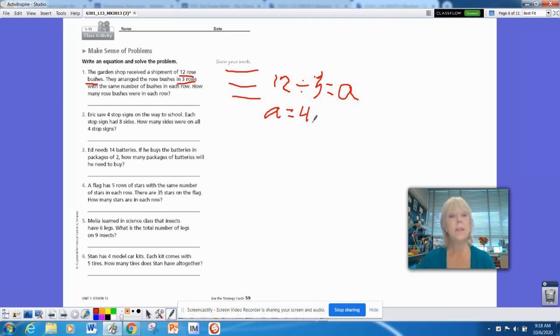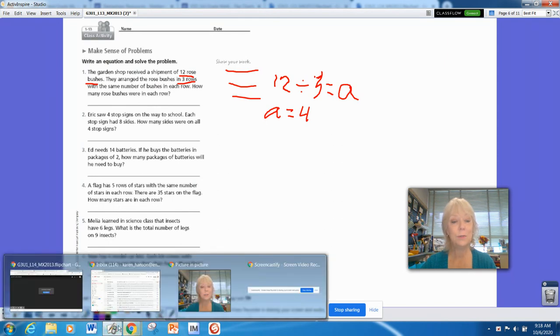Okay? So they are asking you to write the equation and solve the problem. So you would write down here the equation, okay? And then you are going to give the solution for the letter A there. Okay, and you're going to do that all the way down. And if you have any problems, I want you to make sure that you drop in to my office hours.